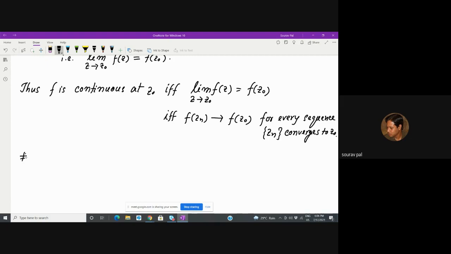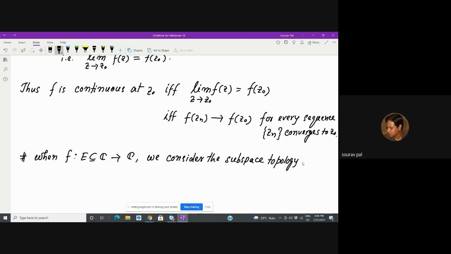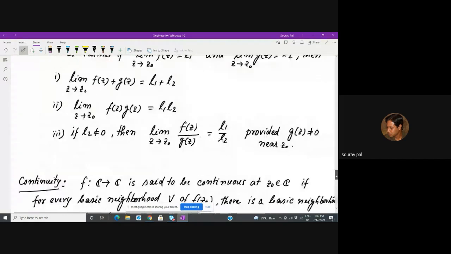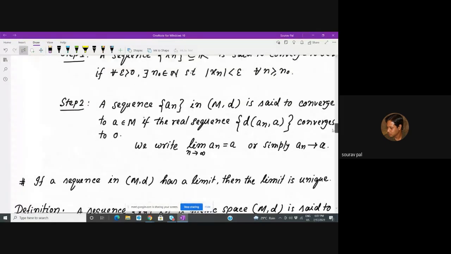Now, if f is defined on a subset E of C, we consider the subspace topology of E. That means, whenever there is a neighborhood on the left hand side, you put an intersection with E, like what we have done in the case of limit, right? So I guess now the notion of limit and continuity, though you are familiar with it, is clear, along with the sequential criterion and everything. If you have any doubt, I have just recollected all these things, okay?